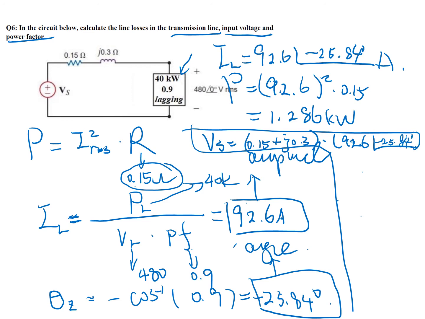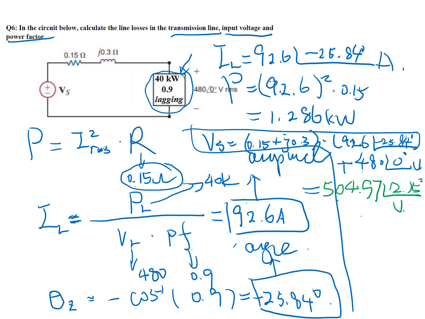and plus the voltage for the load here, that's 480 volt. And to simplify this expression, you can get Vs is equal to 504.97∠2.15° volt. This is also the root mean square value.